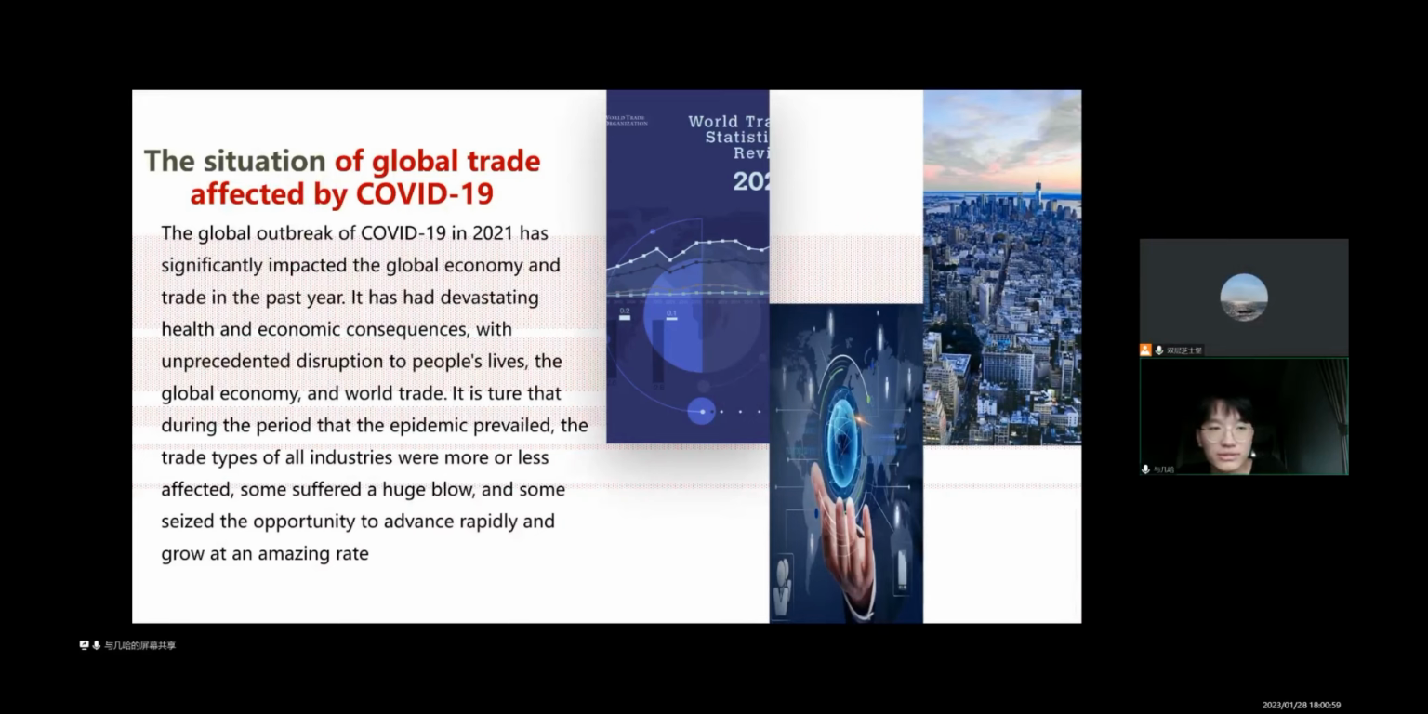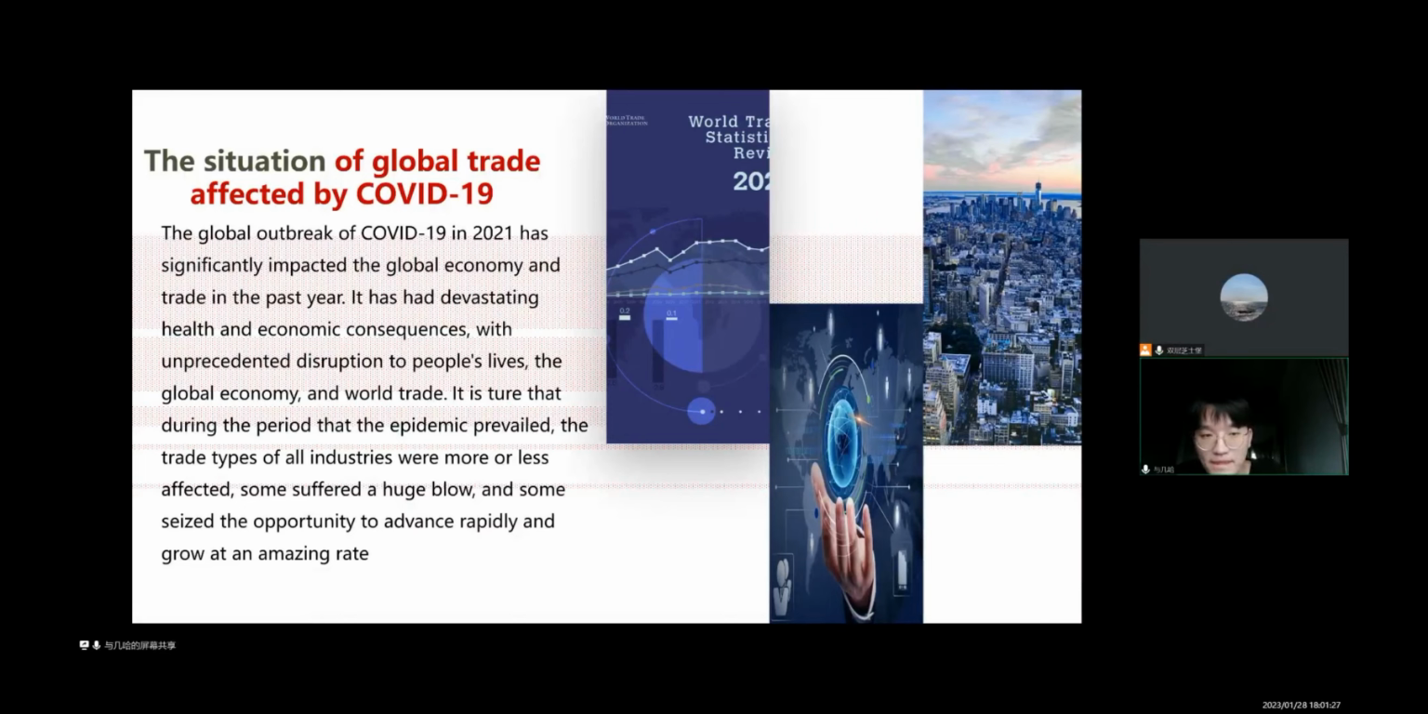First, we look at the situation of global trade affected by COVID-19. The global outbreak of COVID-19 in 2021 has significantly impacted the global economy and trade in the past year. It has had devastating health and economic consequences, with unprecedented disruption to people's lives, the global economy, and world trade.